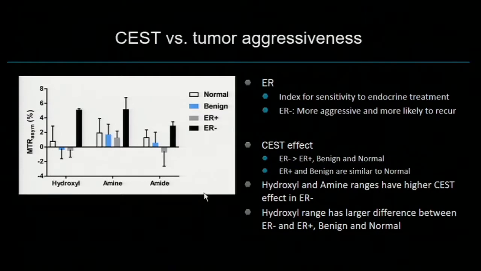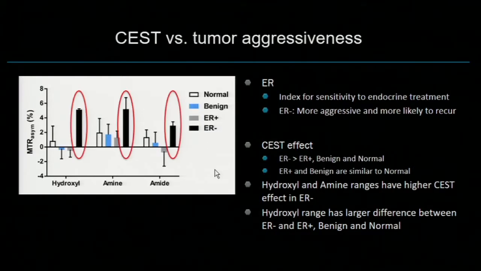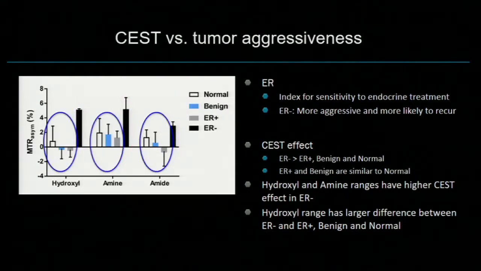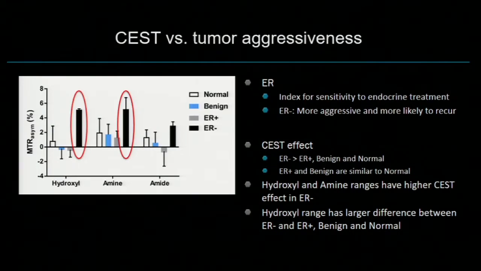The figure here summarizes the CEST effect for the 4 groups. For all 3 frequency ranges, we can see the ER-negative group has a higher CEST effect than the ER-positive, benign, and normal groups. But the ER-positive and benign groups tend to have a similar CEST effect to the normal group. Of the 3 frequency ranges, the hydroxyl and amine ranges have a higher CEST effect in the ER-negative group, but the hydroxyl range has the larger difference between the ER-negative group and the other groups.